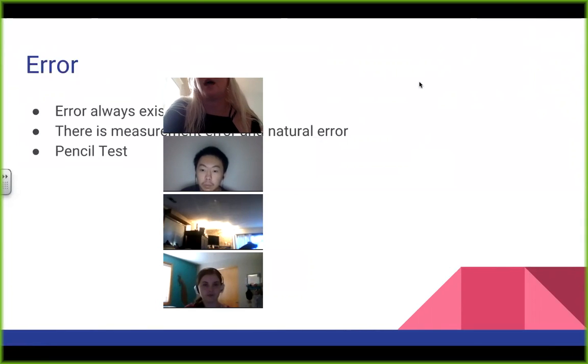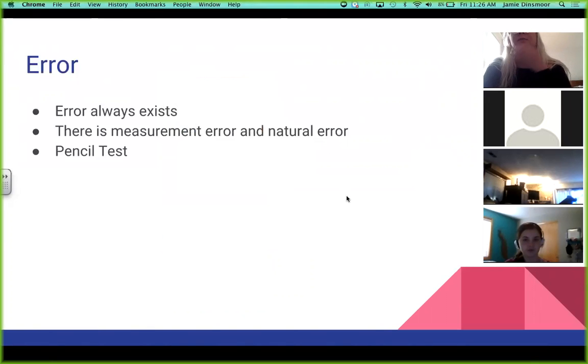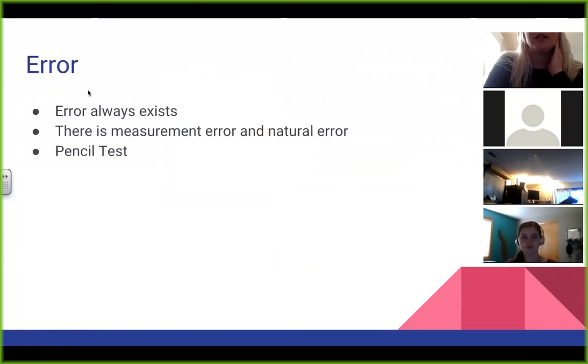So the last thing that I want to discuss here with measuring is this concept of error, and that there can be errors, and there's always error. So error is something that always exists. It's always there, even if you try to do everything as perfectly as possible. So there's measurement error, and there's natural error.